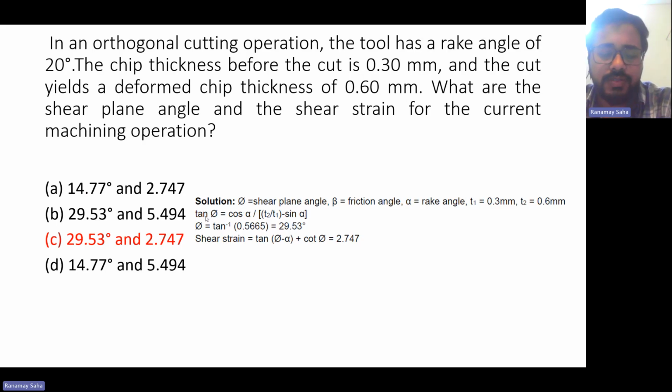Tangent of the shear angle phi equals r cos alpha divided by 1 minus r sin alpha, where r is the chip thickness ratio. Simply plug in the values and you can find phi as 29.53 degrees. The shear strain is simply tan of the shear angle minus rake angle plus cot of the shear angle, which is 2.747. Hope these assignment questions were quite easy for you to solve.